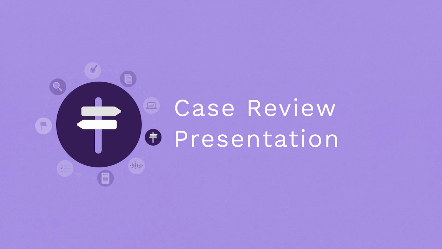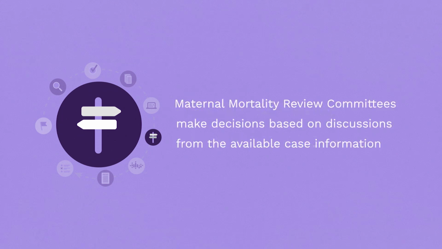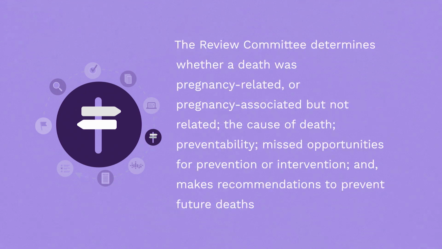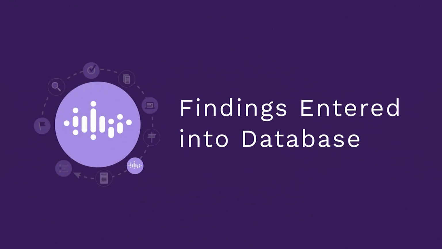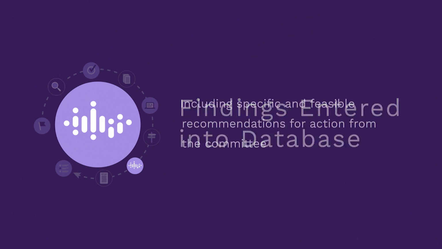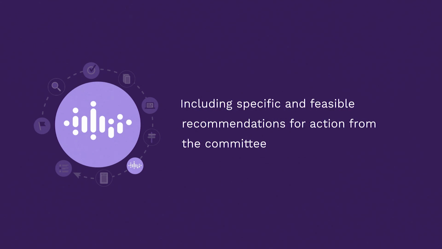How do review committees make their final decisions? 6. Case review presentation. Maternal mortality review committees make decisions based on discussions from the available case information. The review committee determines whether a death was pregnancy-related or pregnancy-associated but not related, the cause of death, preventability, missed opportunities for prevention or intervention, and makes recommendations to prevent similar future deaths. 7. Findings entered into the database, including specific and feasible recommendations for action from the committee.